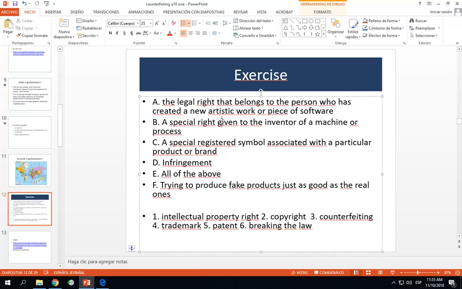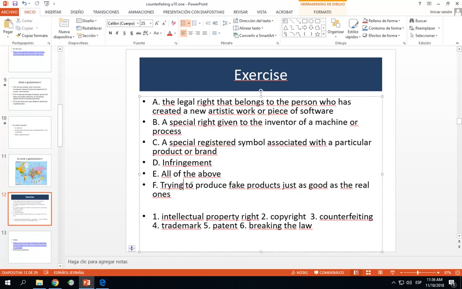Did I say B was patent? I don't know if I said that right. B is patent. E, all of the above. That's intellectual property rights. Intellectual property rights is the right of ownership of a brand, an artistic piece of work, or an invention. The definition in the book is different. So right now, look up the definition in your book and see what the difference is. Because this is the real definition in your book. I don't like the definition much, but have a look at it, please.